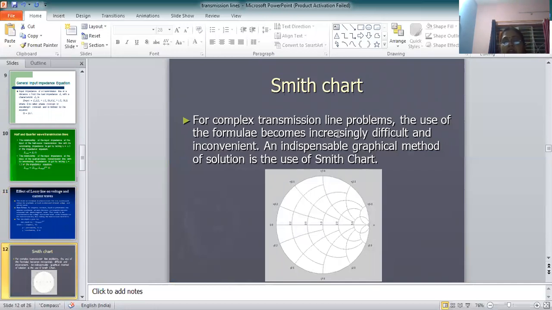This is the application of the transmission line as a Smith chart. For complex transmission line problems, the use of the formula becomes increasingly difficult and inconvenient. So an indispensable graphical method of solution is the use of the Smith chart.